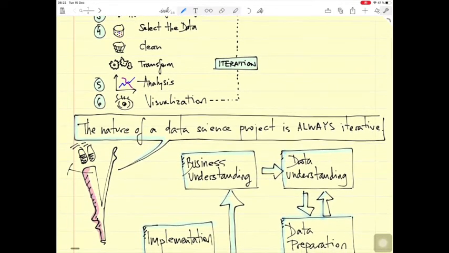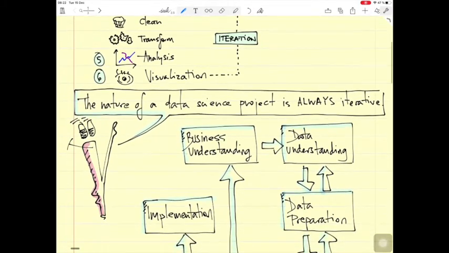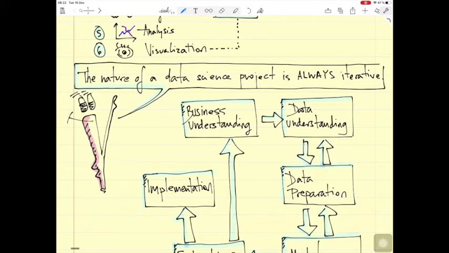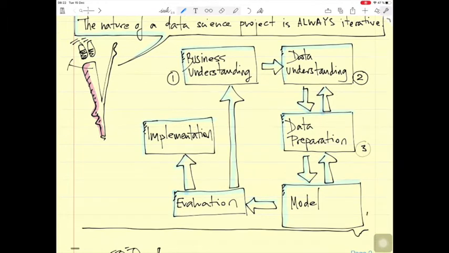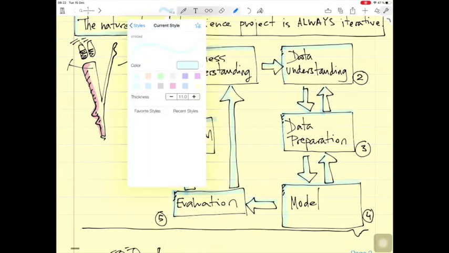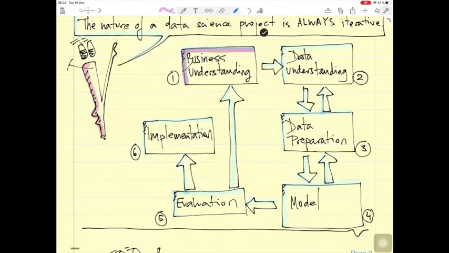Remember always that the nature of a data science project is always iterative. Okay, it starts with some business understanding, then gets you to some data understanding, then to some data preparation. This gets you to a model, which gets you to an evaluation, which leads either to better understanding or to an implementation. So it is never a linear process. Don't expect that the first solution that you get is the best. This is never, or almost never, the case.